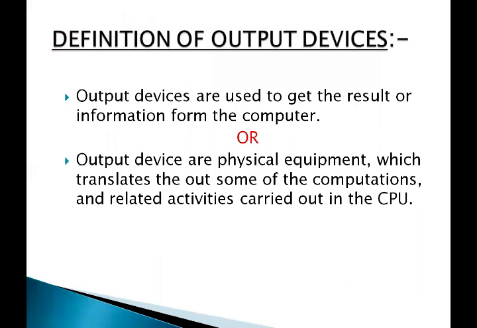Next heading is output devices. What are output devices? Output devices are used to get the result or information from the computer. The output devices are also physical equipment which translate the outcome of the computation and related activity carried out in the CPU. CPU is the abbreviation of Central Processing Unit, so that these can be understood by humans.